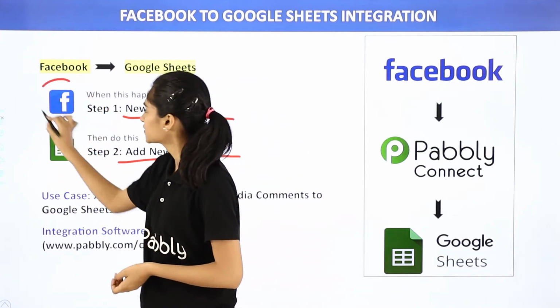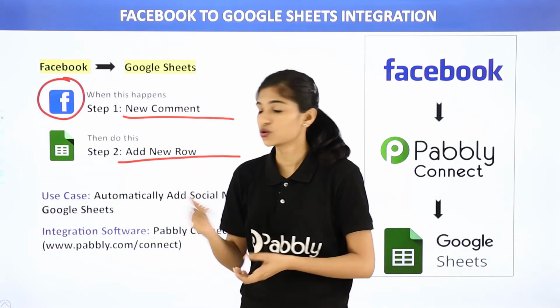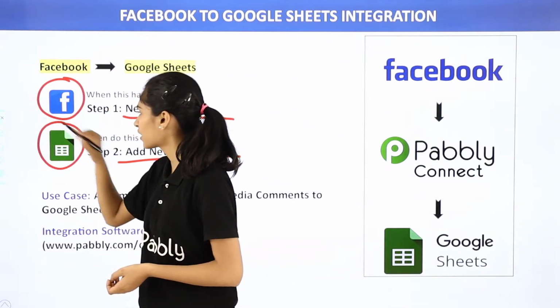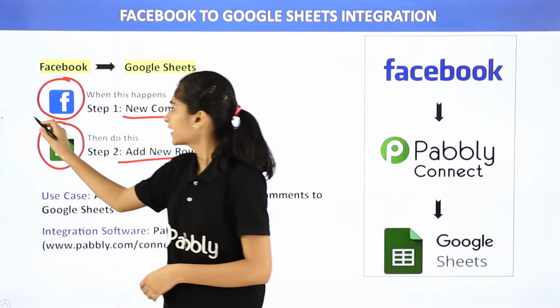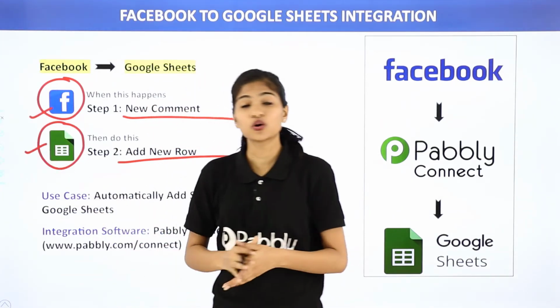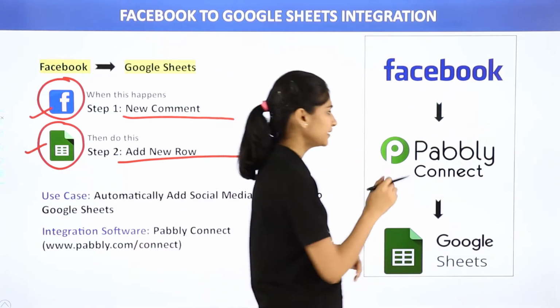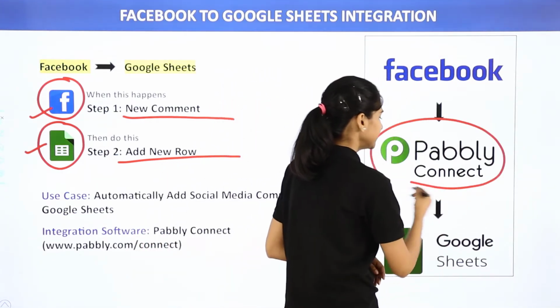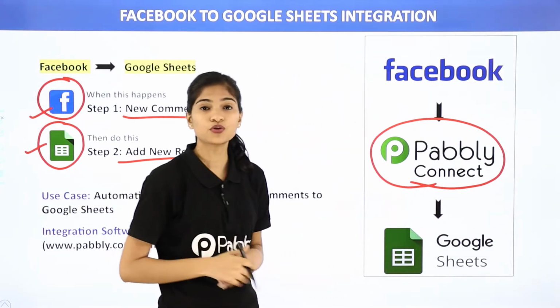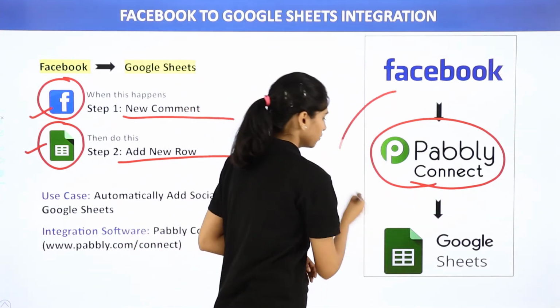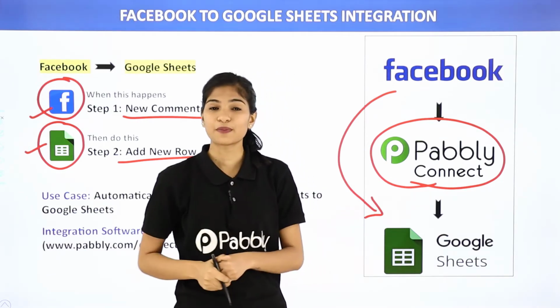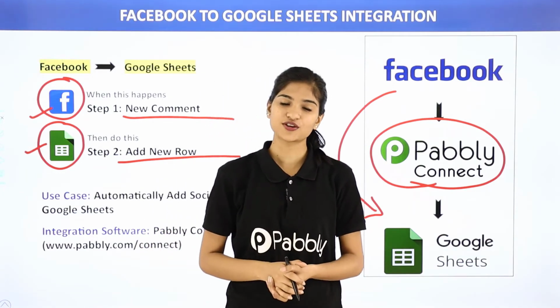Facebook is a social networking site, whereas Google Sheets is an online spreadsheet program. The issue here is that Facebook and Google Sheets don't have any integration between them, and that is why we are going to use Pabbly Connect. Pabbly Connect is an integration software which will help you to transfer the data from Facebook to Google Sheets. The best part here is you don't require any knowledge of coding.